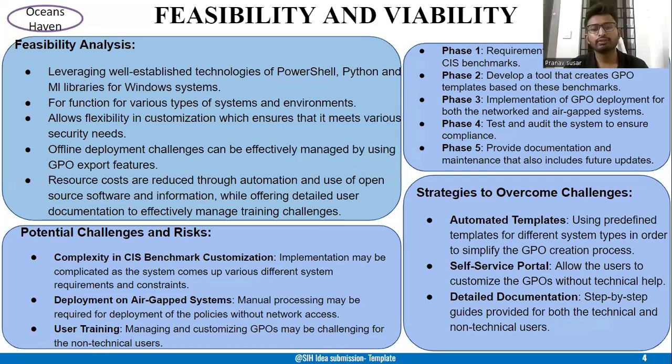So now let's discuss the feasibility of our proposed solution. This is a crucial aspect because it determines whether our tool can be developed and effectively utilized in a real world scenario. Then our first point in feasibility is we are going to use well established technologies such as PowerShell and Python along with the various machine learning libraries for Windows system. These technologies are not only reliable but also widely accepted in the industry, which reduces the risk of implementation.